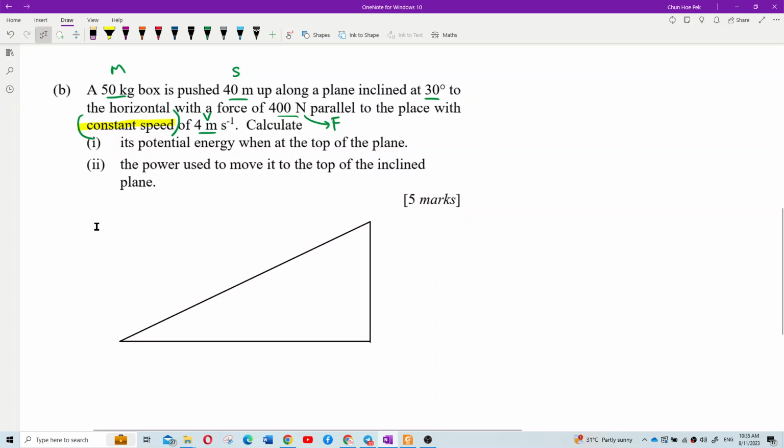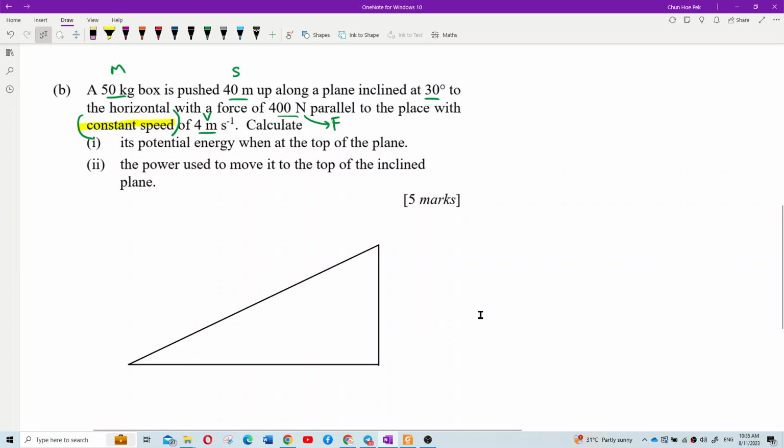Isn't it better? Okay, now push. So there is a box, push up at constant speed. Constant speed. That means yeah.